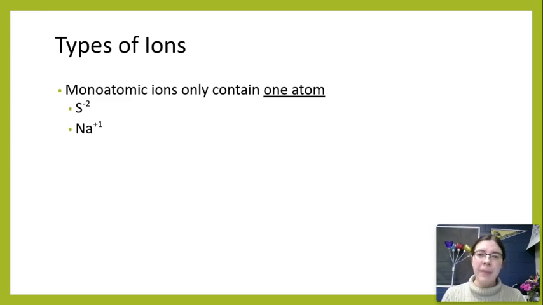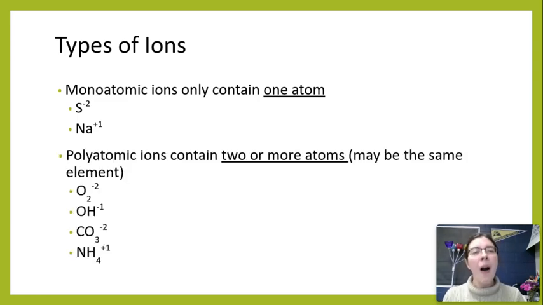So the next type of ion we have is something called a monatomic ion, which is an ion involving only one atom. So S minus 2 or Na plus 1. In both of these cases, we have just one ion present, so those are called monatomic, mon meaning one.